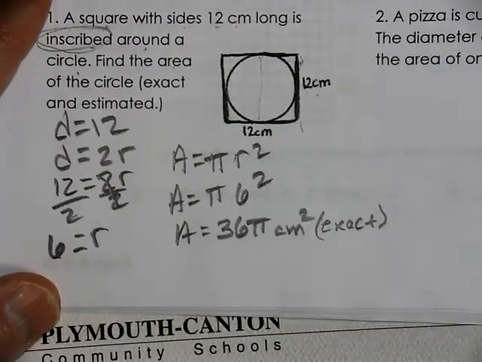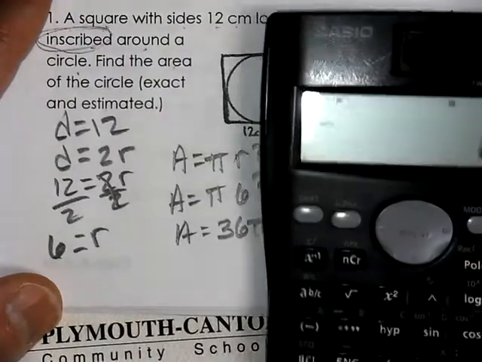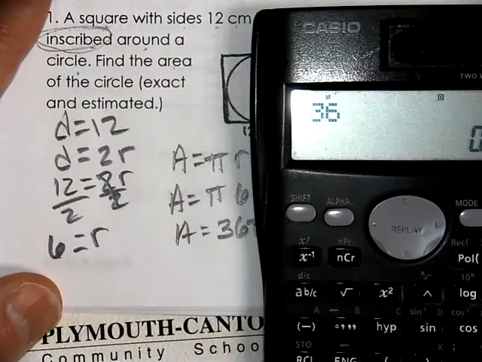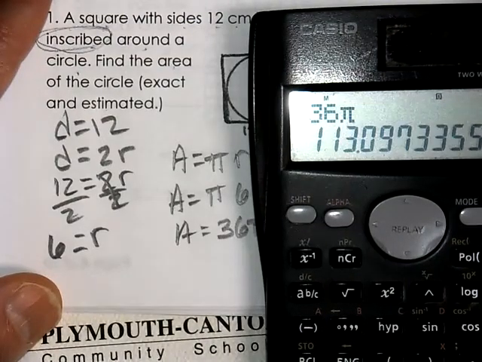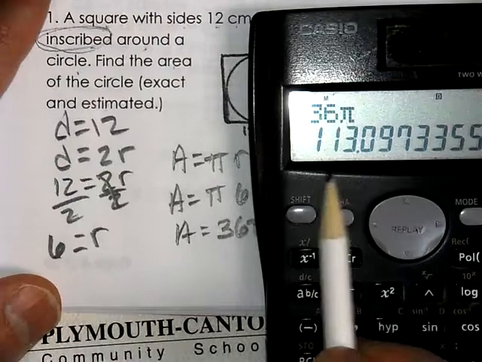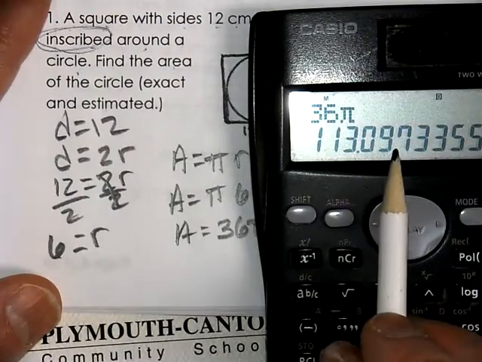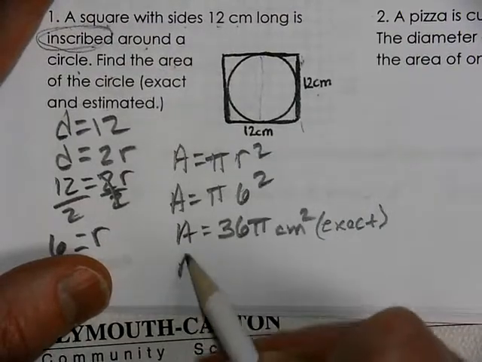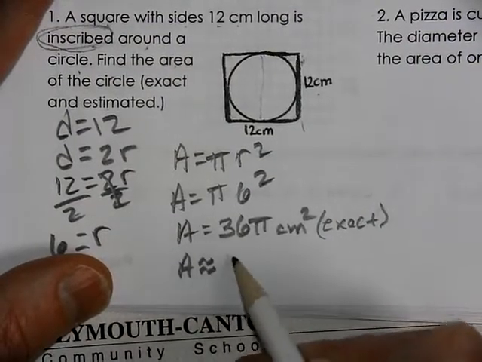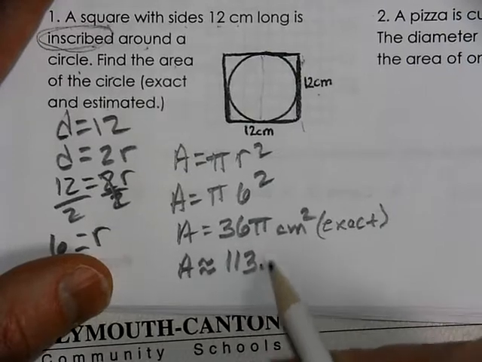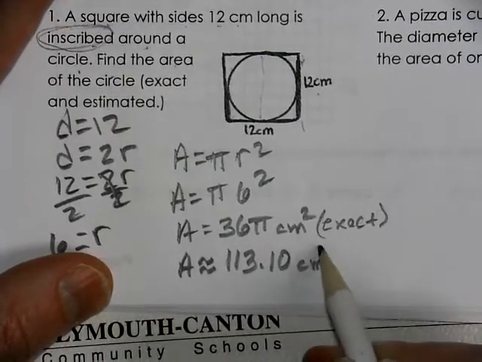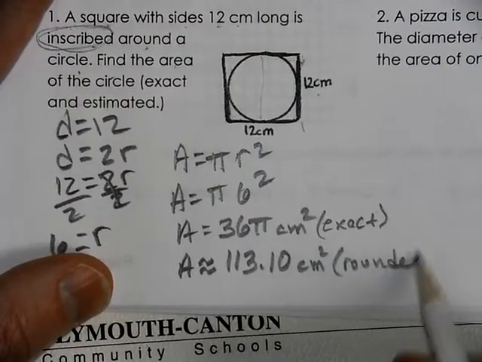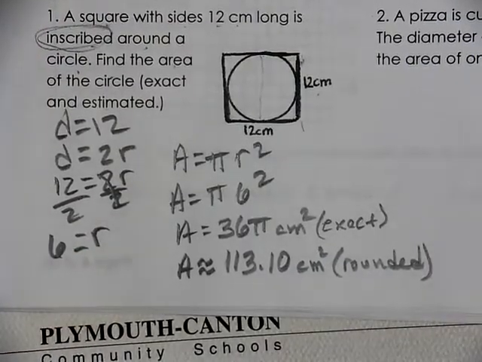And my estimated, or my decimal version, is going to be 36 times pi, which gives me 113.10 centimeters squared. That's the rounded or the estimated.